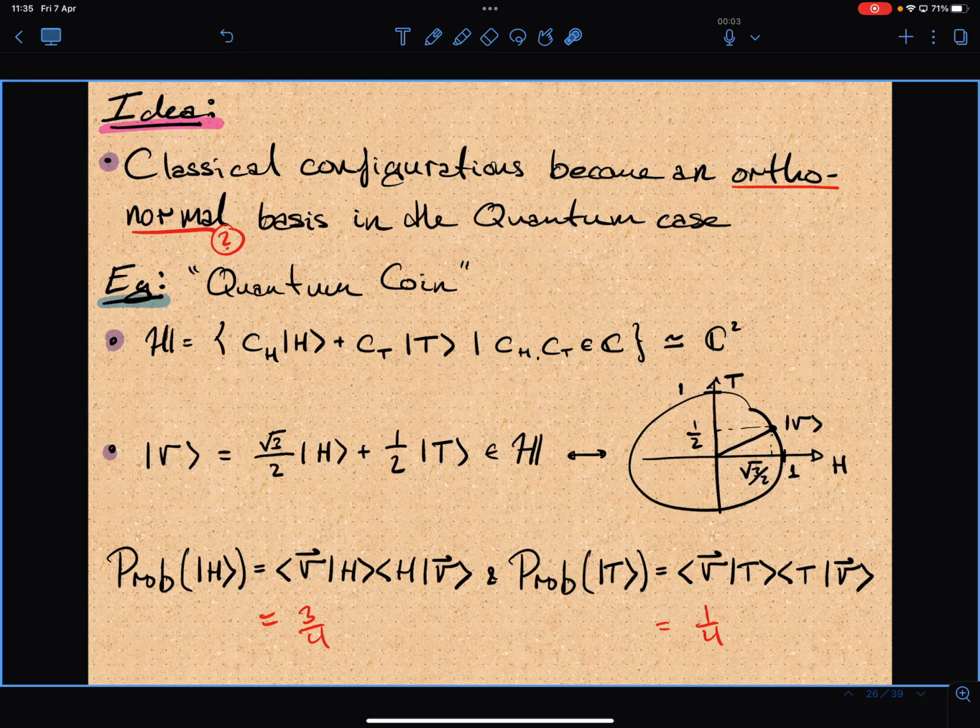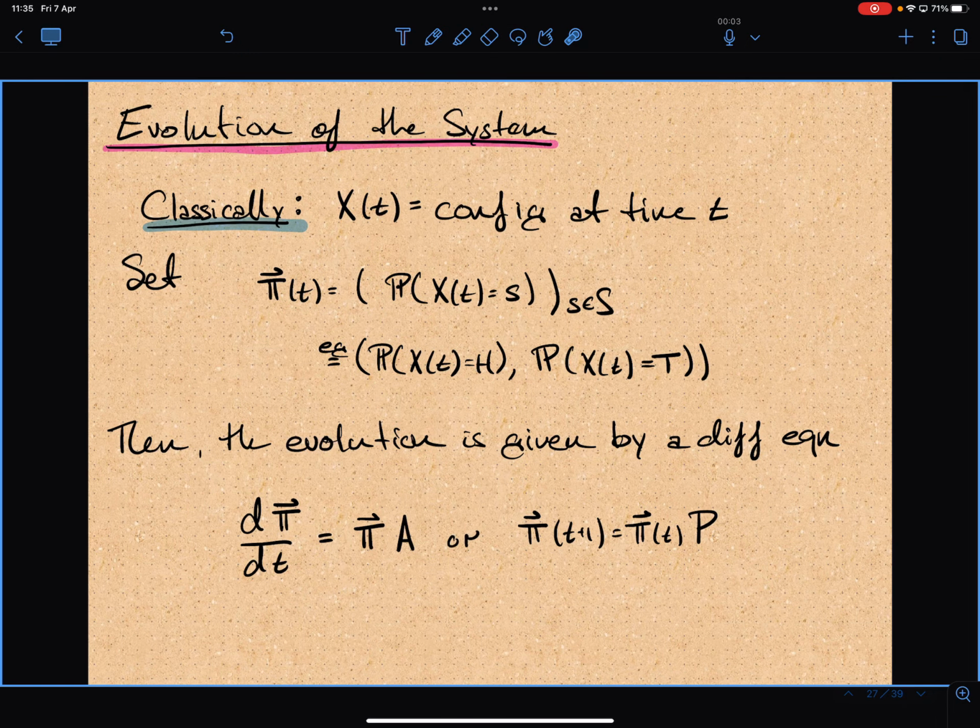So that's the state space for the quantum system, the way to think about it. Now we are looking at the evolution of the system in the quantum case, and again, I want to start with the classical case. In here, I'm going to denote my configuration at time t by x of t, and in the probabilistic case, it's going to be a probability vector, where each entry is the probability of being in each of the configurations, especially in the finite case.